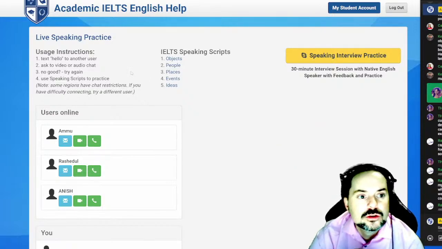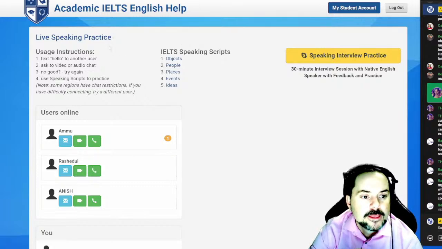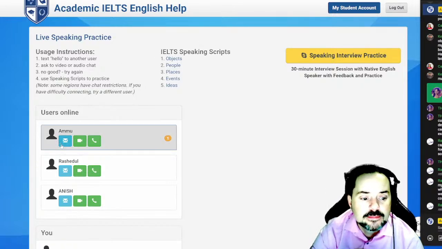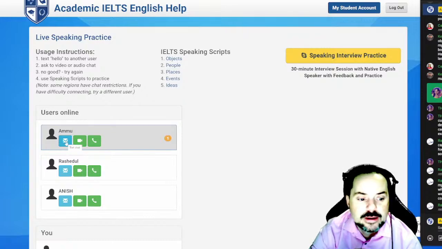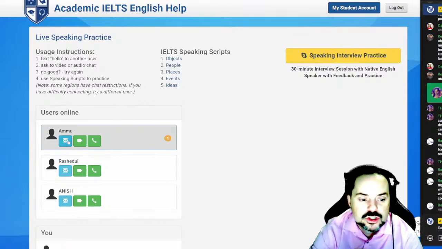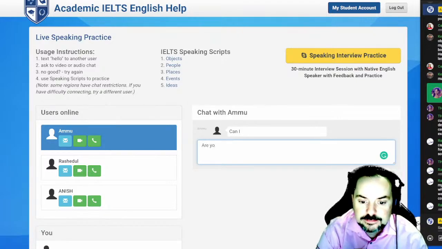And then you get into this speaking interface, and we have Amu and Rashadul and Anish in here right now. And then you just send me a message, and I can see that Amu, one of our members, and members, this is for you first of all, because it's a members chat class, okay? So yeah, of course, Amu, you can try. Are you ready?